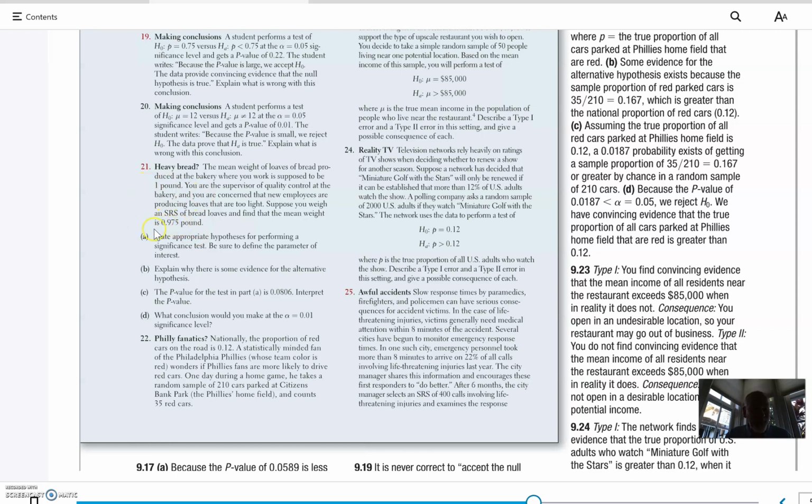They got 0.975, which is less than 1. So that's some evidence. It's just, is it enough evidence to discount that it's just random variation? Let's find out. The p-value for this test is 0.0806. Interpret the p-value. Okay, there's a probability that, and then you should be able to say the rest.